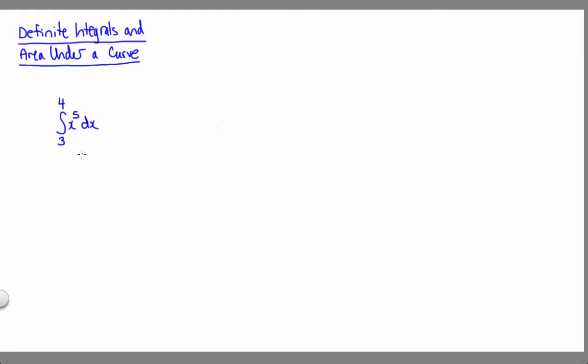This is called a definite integral because we've got x values given on the integral, and what that means is that we're integrating the function over a specific interval, just from x equal 3 to x equal 4.